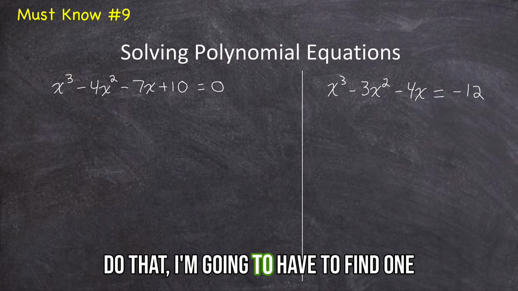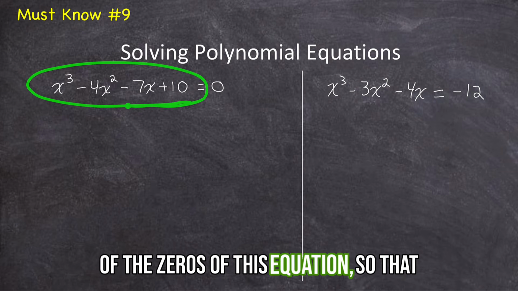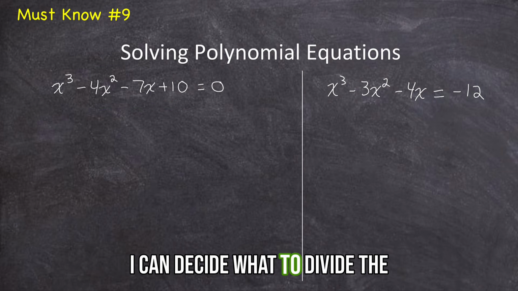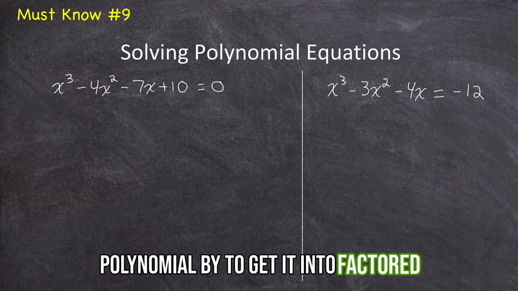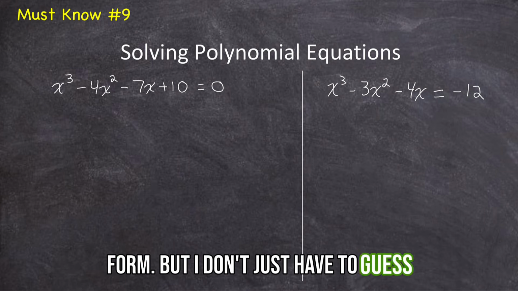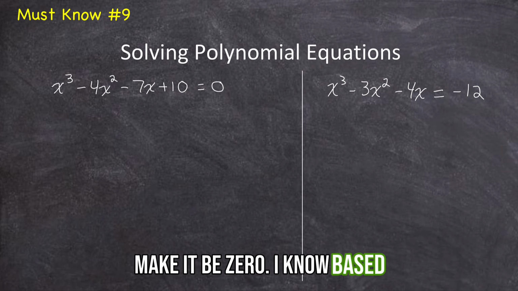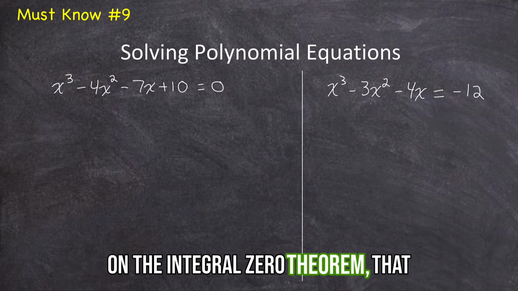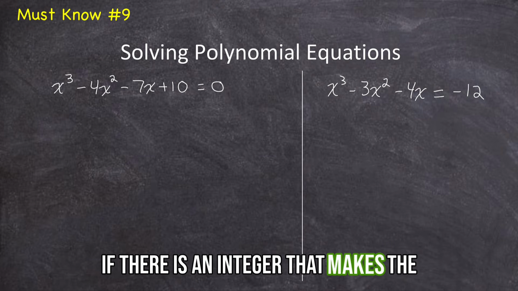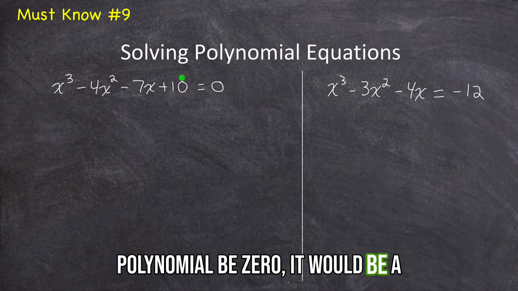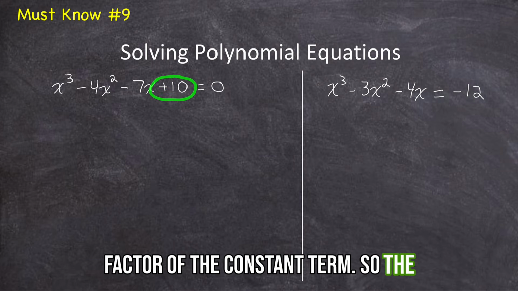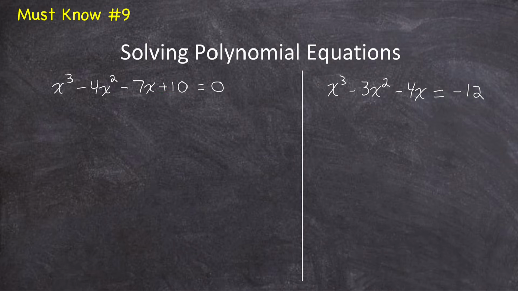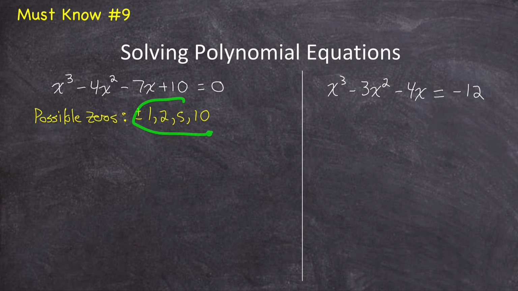But in order to do that, I'm going to have to find one of the zeros of this equation so that I can decide what to divide the polynomial by to get it into factored form. But I don't just have to guess and check any number that might make it be 0. I know based on the integral zero theorem that if there is an integer that makes the polynomial be 0, it would be a factor of the constant term. So the possible integer zeros of this equation are factors of 10, which would be plus or minus 1, 2, 5, or 10. Now, up to 3 of these numbers might work.